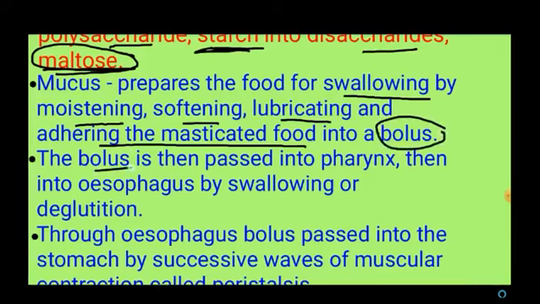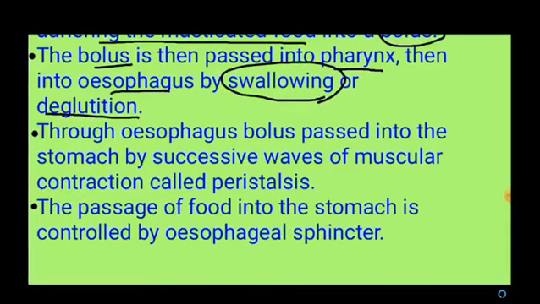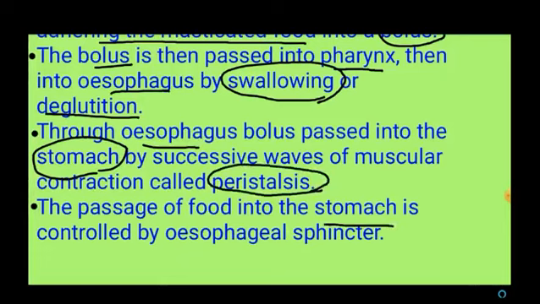And then the bolus is passed into the pharynx. From the pharynx, it is passed into the esophagus by a process called swallowing. It is also called deglutition. Through the esophagus, the bolus passes into the stomach by successive waves of muscular contraction called peristalsis. The passage of food into the stomach is controlled by the esophageal sphincter. This is a sphincter, a small valve present between the esophagus and the stomach.